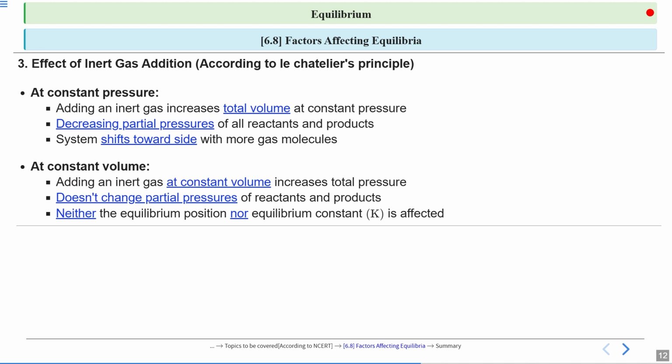So remember these two conditions. If you are adding inert gas at constant pressure, you are decreasing the pressure, so the system will shift to the side which has more gaseous molecules. If you are adding it at constant volume, then there is no change in the equilibrium state. Got it? I hope this point is clear to you. If you are not able to understand this, just remember this part: at constant volume, no change in equilibrium state, and at constant pressure, the system responds in the same way as it does to a decrease in pressure.